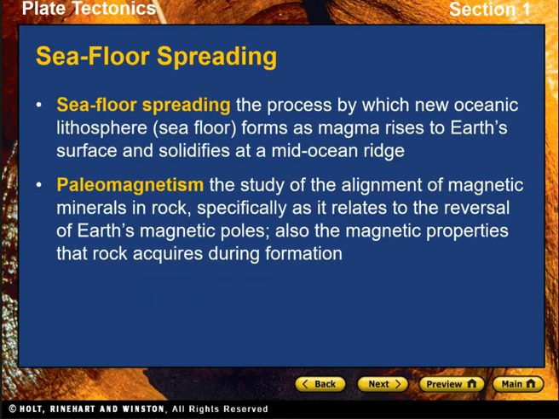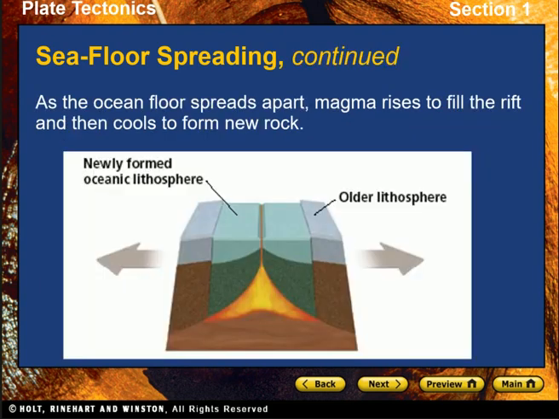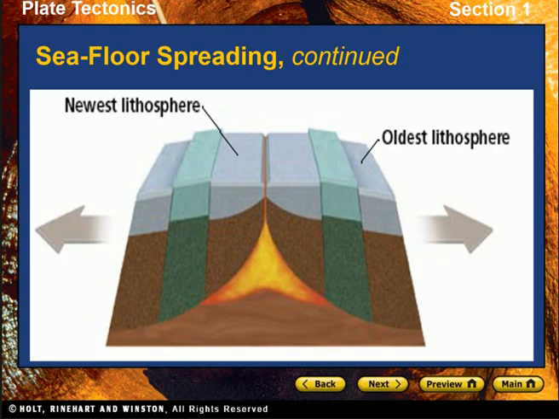Seafloor spreading. In the late 1950s, a geologist named Harry Hess suggested a new hypothesis. He proposed that the valley at the center of the ridge was a crack, or rift, in Earth's crust. At this rift, molten rock, or magma, from deep inside Earth rises to fill the crack. As the ocean floor moves away from the ridge, rising magma cools and solidifies to form new rock that replaces the ocean floor. This process is shown on the screen here.